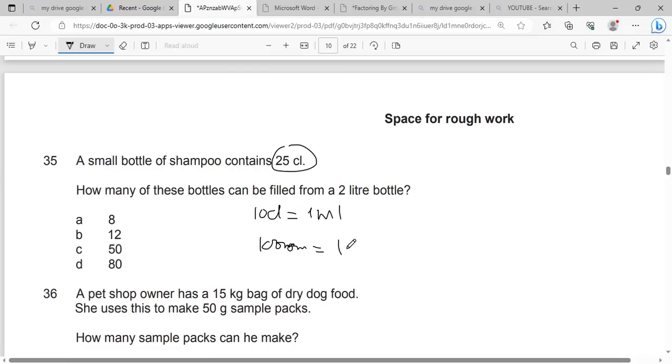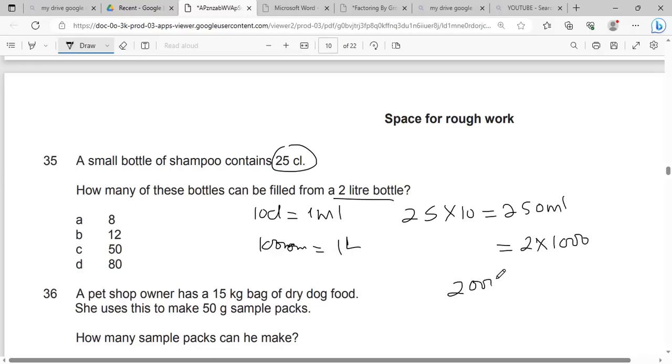equal 1 liter. So therefore, what we're going to do is convert this 25 to milliliters. So you're going to multiply by 10. So it's going to be 250. 25 times that gives us 250. All right, we're going to convert this 2 liters now to milliliters. So we'll convert both of them to milliliters, and then we do the maths. So now 2 times 1,000, that should give you 2,000. So it's going to be 2,000 divided by 250, which gives us what, 8? So that's definitely 8.